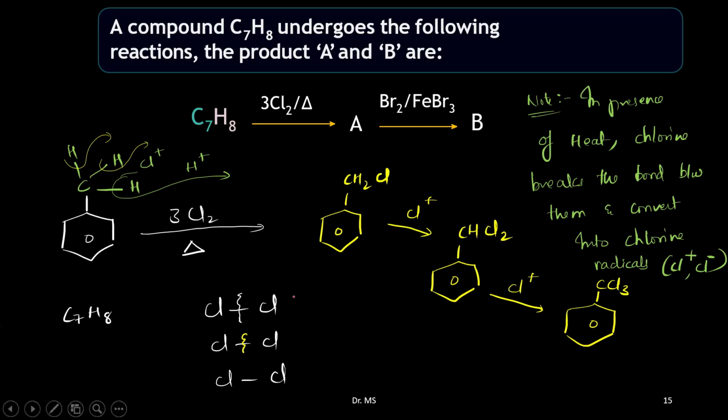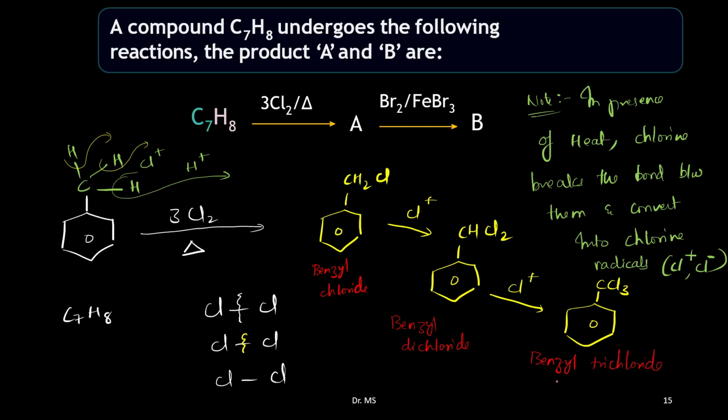So it will form the benzyl chloride, and this is called the benzyl dichloride, or you can also call this the benzyl trichloride or trichloromethylbenzene. Here dichloromethylbenzene, chloromethylbenzene.